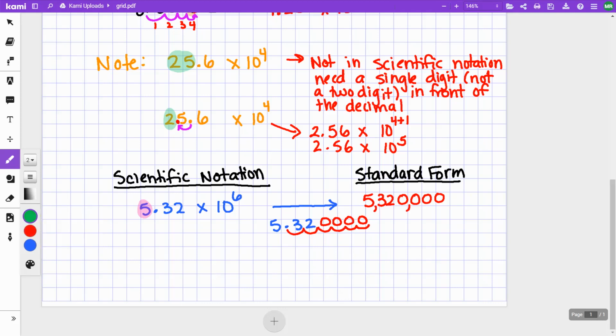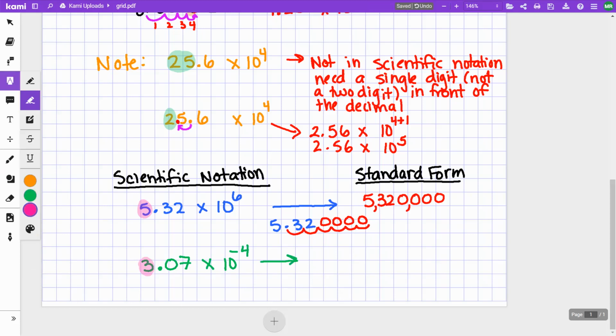And let's say I do one going the other direction. So let's say I have 3.07 times 10 to the negative 4 as an example. So what's going to happen here, okay, just so you understand, it is in scientific notation because I do have a single digit in front. I'm going to be trying to rewrite this number in its real form, okay, what we call standard form. So I am going to have 3.07 in here. I'm going to move this because I have to go the other direction.